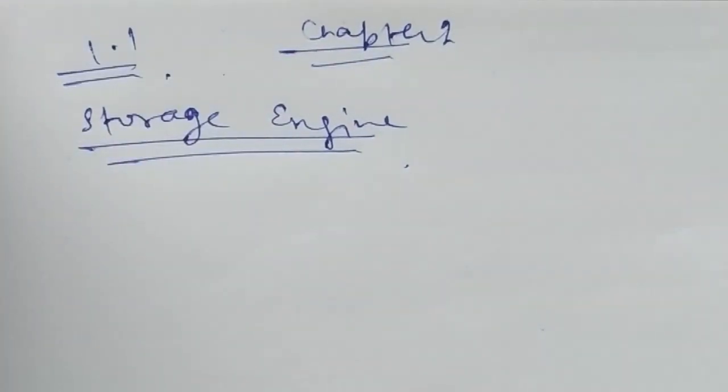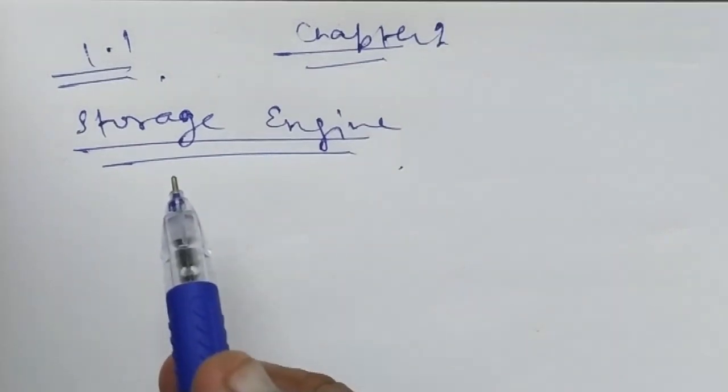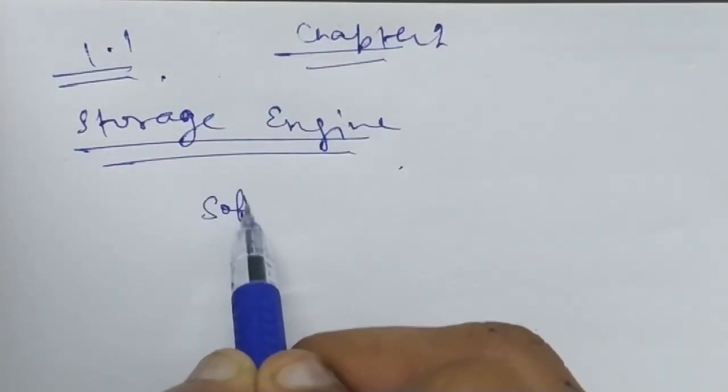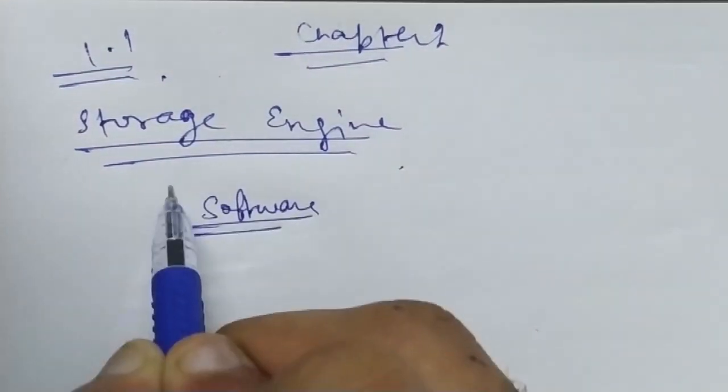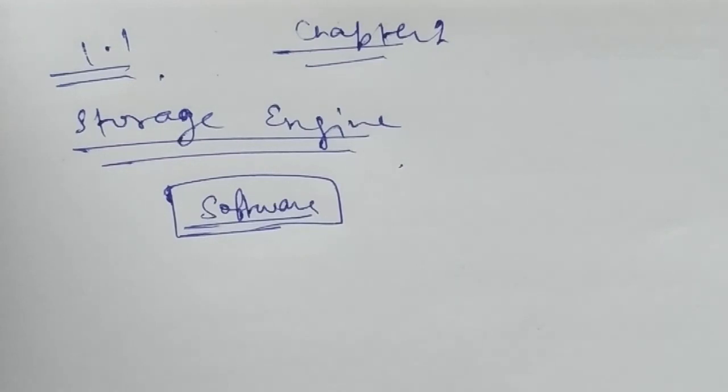So what is a storage engine? It is a software that is used by a database in order to do create, read and update operations. So basically, what is a software? It is a set of instructions or a program that is written which performs some operations. So different types of storage engines are there which perform create, read and update on the database.